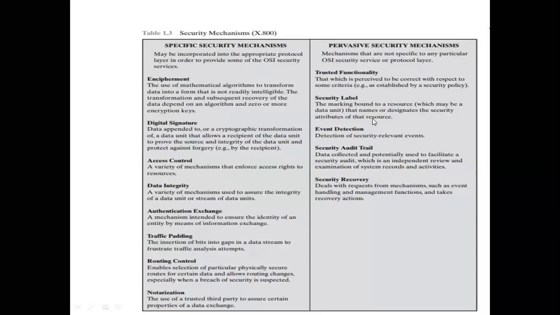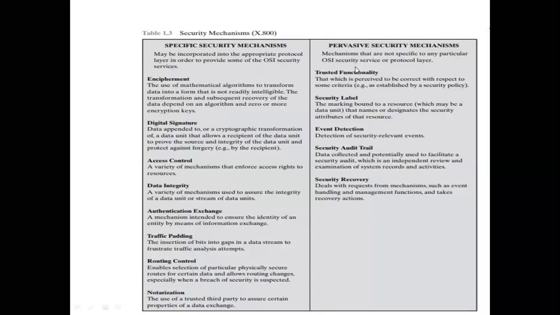And the next one is pervasive security mechanisms. Pervasive security mechanisms are not specific to the OSI security. Whenever you communicate between two systems, at that time you can use these pervasive security mechanisms. These mechanisms are not related to the layers.